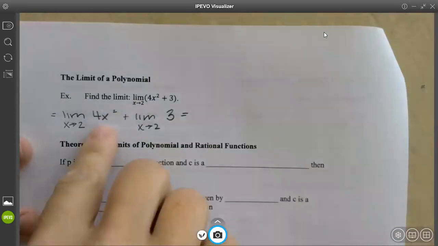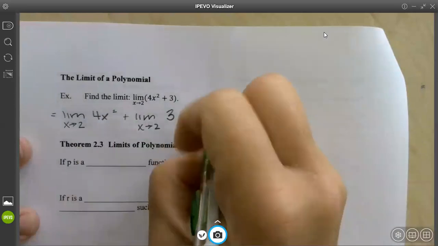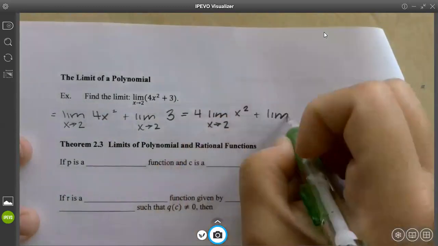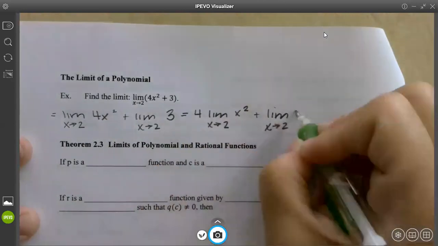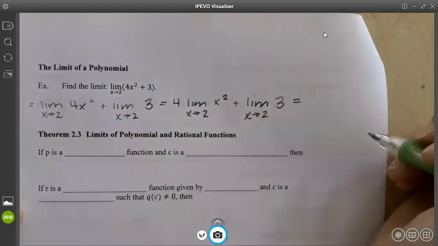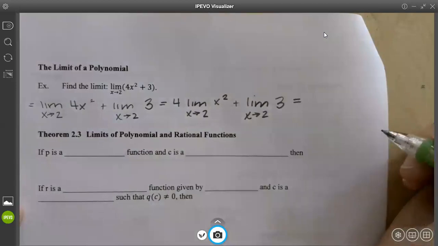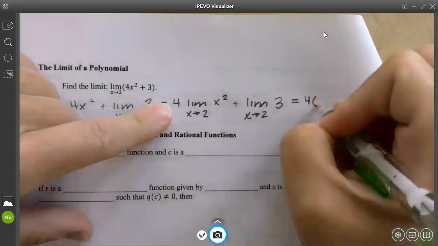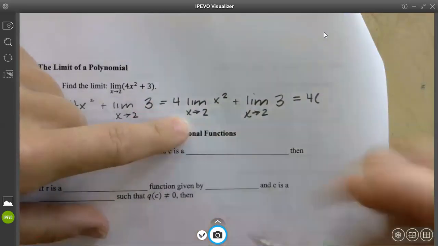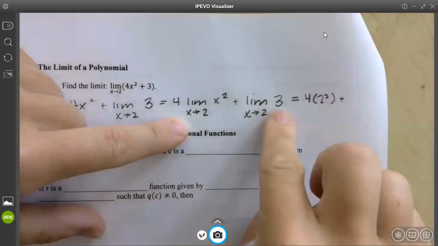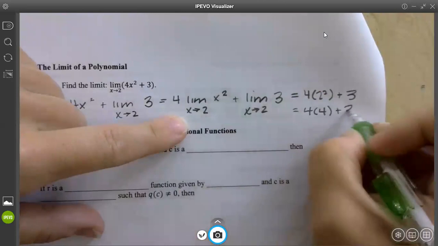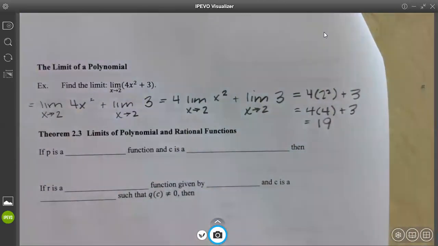We can split this up into 4 times x squared. So 4 times the limit as x approaches 2 of x squared plus the limit as x approaches 2 of 3. Again, I would never split it up like this, but you can. But they just want you to see all those properties. So this would be 4 times, what do we do to this one? How do we get the limit of x squared as x approaches 2? Yeah, just plug it in, 2 squared. And then plus, what's the limit of a constant? The constant. So we get 4 times 4 plus 3, which gives me 19.